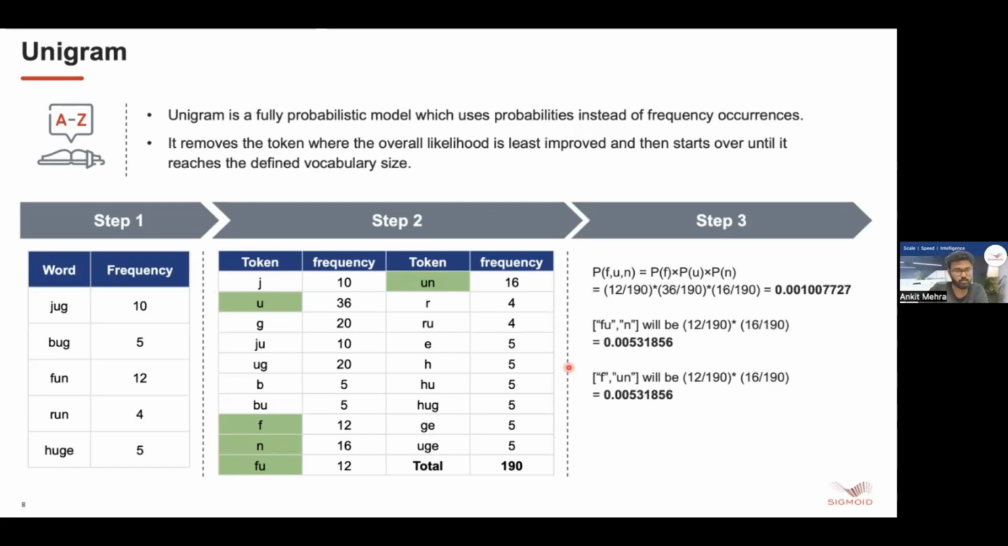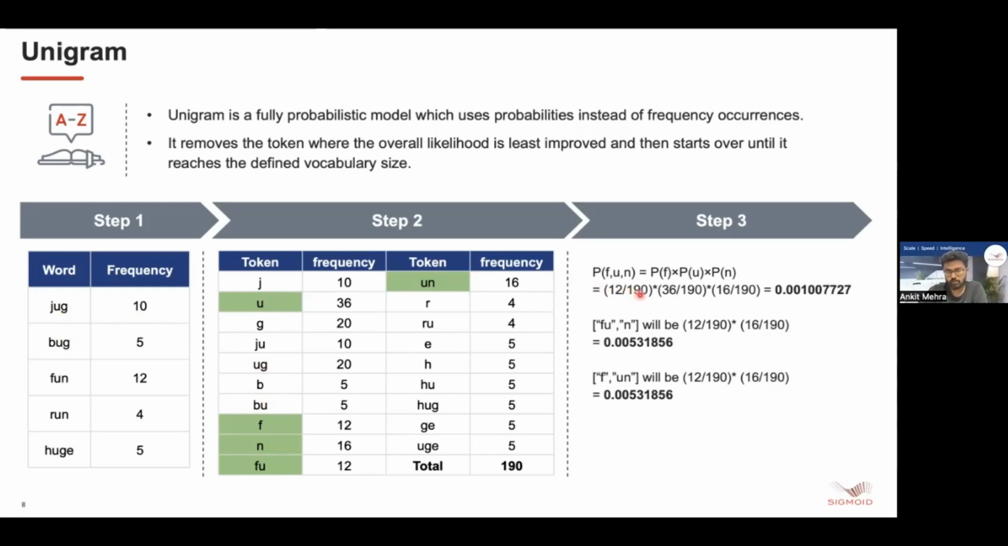In the second step, we start breaking these words into all the possible combinations. For example, for jug, we can break it like J, U, G; JU and G; and J and UG. And for bug, we have B and UG, and BU and G. We have UG common in both jug and bug, so those are already being captured. This way we break down the words into fragments and note down their frequencies.